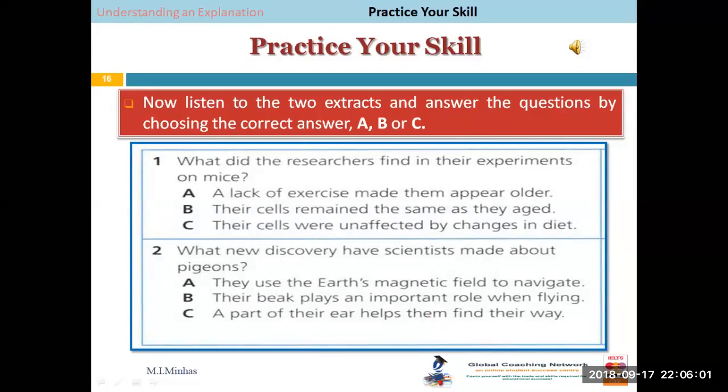Fine. Then what new discovery have scientists made about pigeons? Now this is very interesting. They use the Earth's magnetic field to navigate, and their beak plays an important role when they're flying, and a part of their ear helps them find their way.